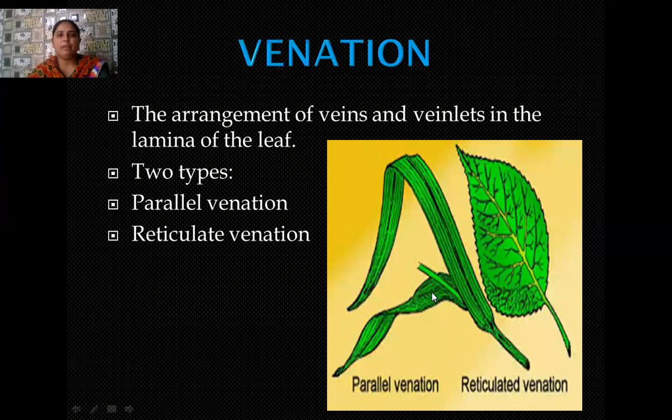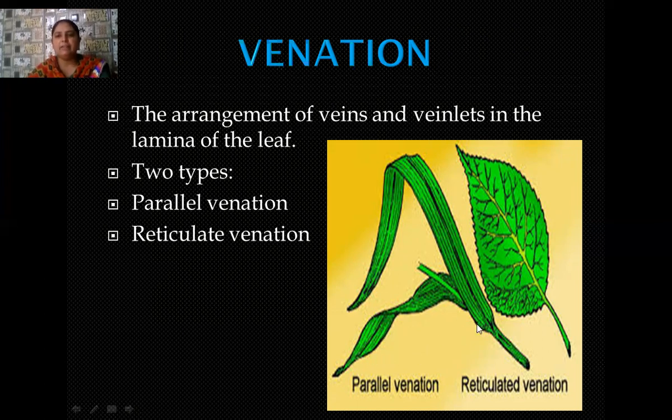Okay, students, we are going to study about venation. So what is venation? Venation is the arrangement of veins and veinlets in the lamina of the leaf, or you can say in the leaf blade. So here we have two types of venations: parallel venation and reticulate venation. So both types of venation are visible to you.